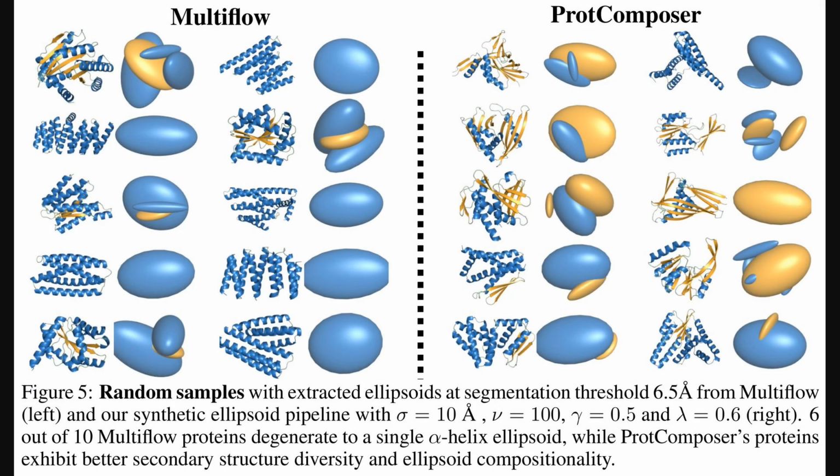Building on that improved diversity, figure 5 gives us a striking visual comparison. On the left, you see random protein samples from Multiflow. The paper notes that often, like in 6 out of 10 cases here, these simplify down to a single alpha helix ellipsoid. In contrast, on the right, ProtComposer's samples clearly exhibit better secondary structure diversity. That's a richer mix of helices and sheets, and more complex ellipsoid compositionality. This really highlights how ProtComposer generates more varied and structurally interesting proteins than the base model.